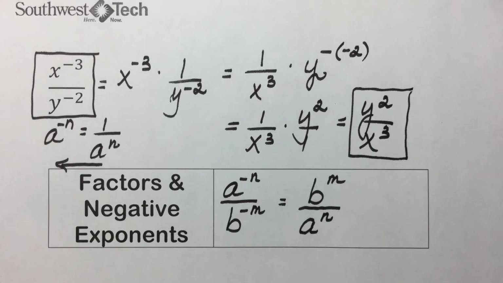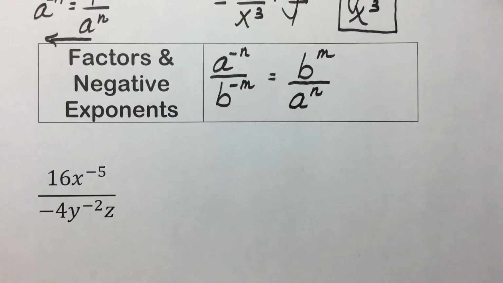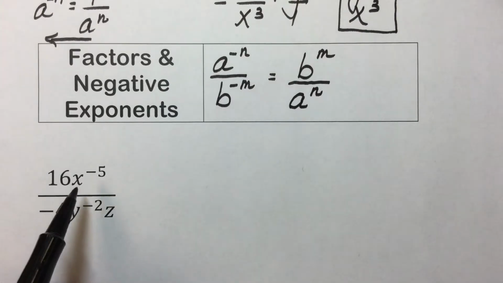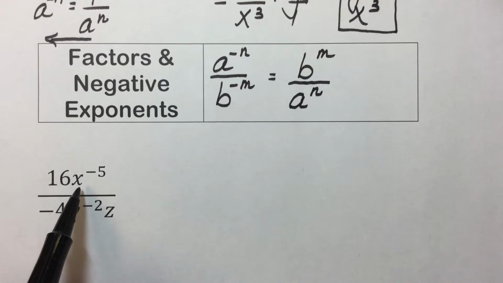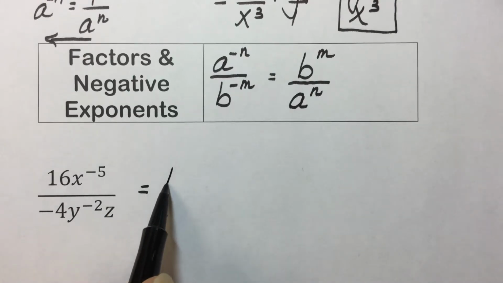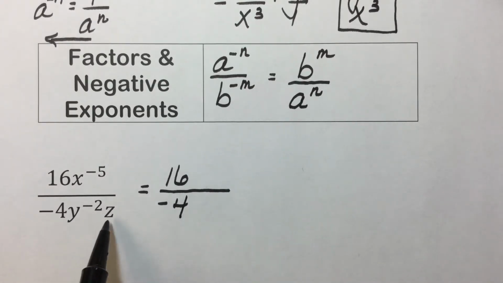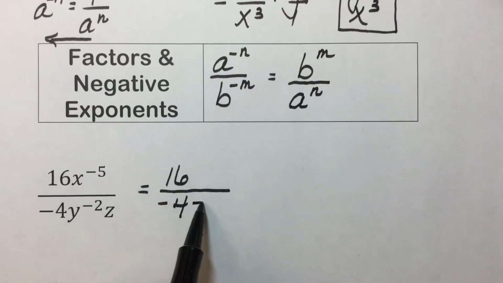Let's take a look then to simplify this expression. We can move the factor of x to the negative fifth to the denominator. Likewise, we can move this factor, y to the negative second power, to the numerator. The 16 is going to stay in place. The negative 4 stays in place. The z will stay in place.